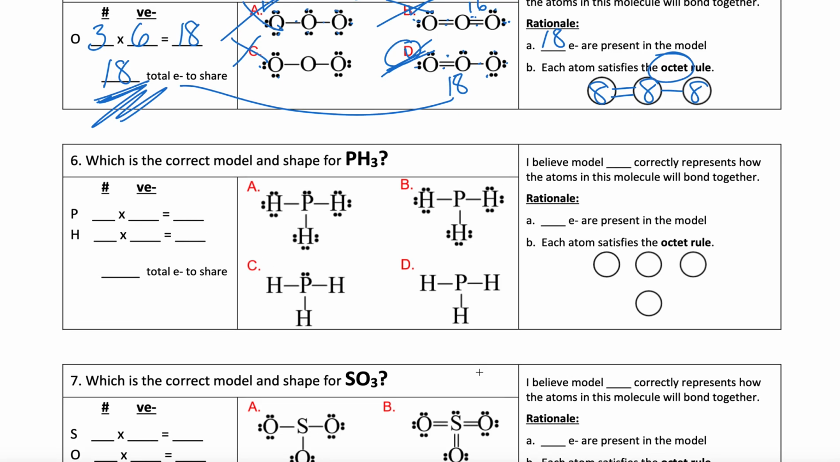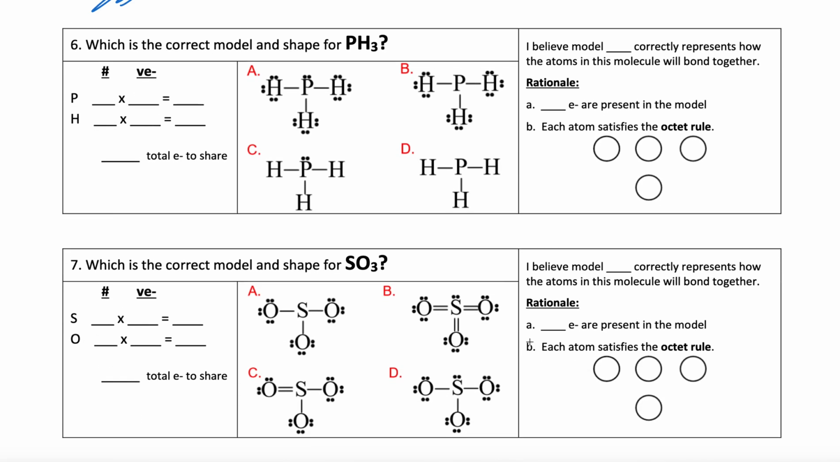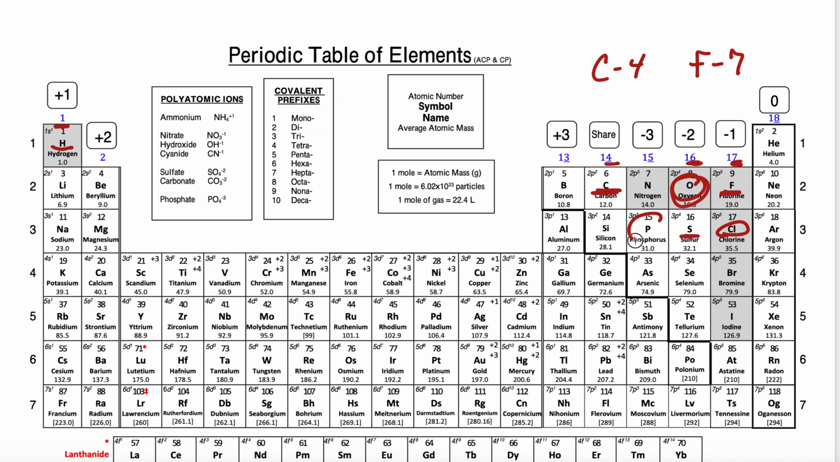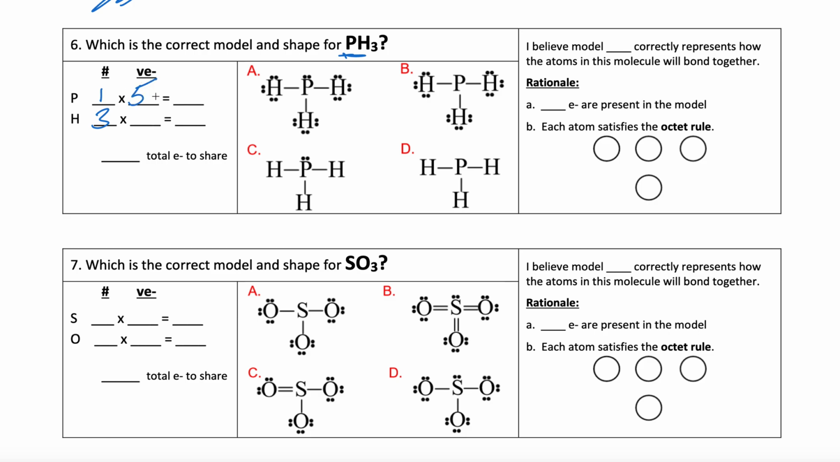All right, let's look at PH3 and then SO3. PH3: there's 1 phosphorus, because the formula gives us an imaginary 1, and there's 3 hydrogens. Check the periodic table. Here's phosphorus in group 15, so it's going to have 5 valence. And remember, hydrogen we learned has 1, simplest little guy. So 1 times 5 is 5, 3 times 1 is 3. Add them up to get the grand total, you get 8. So they have to share 8 electrons, all 4 atoms.